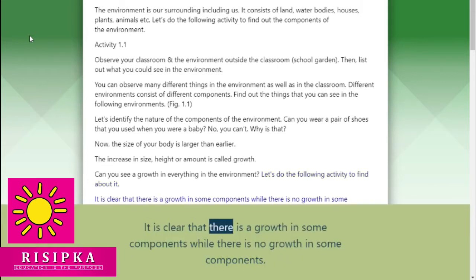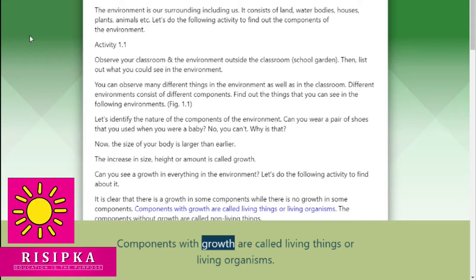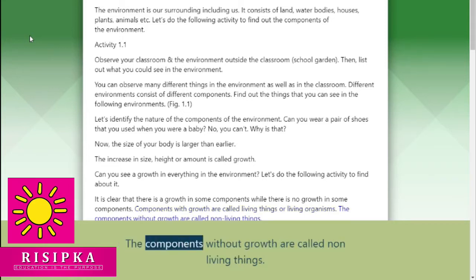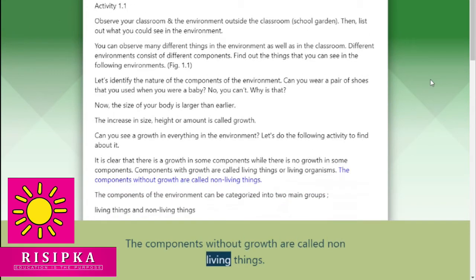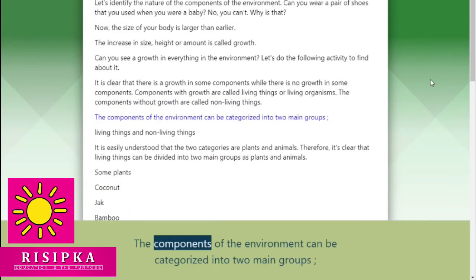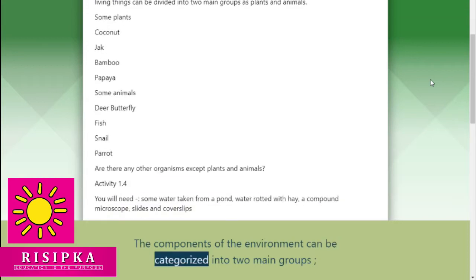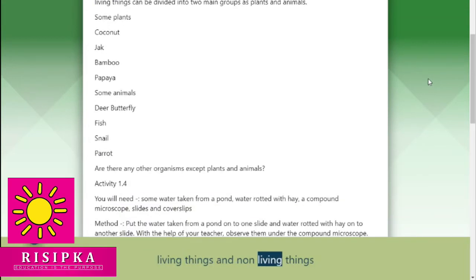It is clear that there is a growth in some components, while there is no growth in some components. Components with growth are called living things or living organisms. The components without growth are called non-living things. The components of the environment can be categorized into two main groups: living things and non-living things.